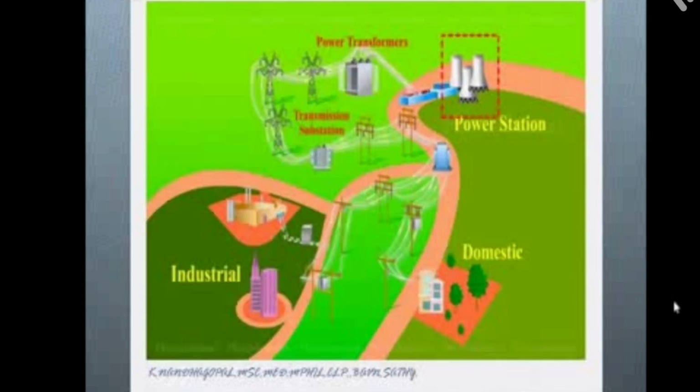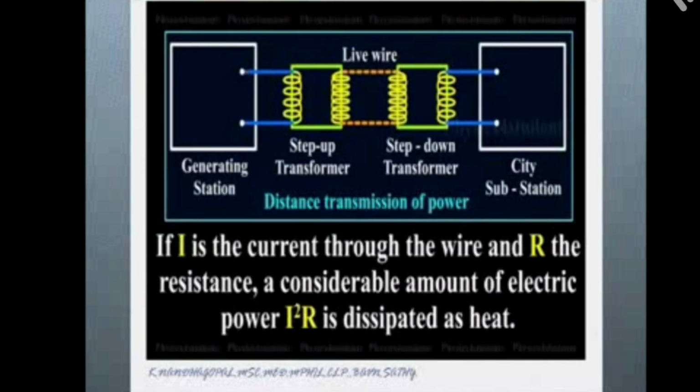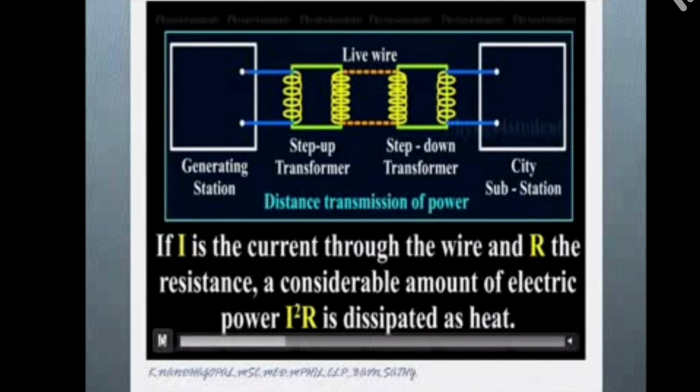So now you can see long distance power transmission. That is a power station. From the power station we generate the electric power, and by using the transformer we can give it to domestic and industrial purposes. These are the power transmission lines. They transmit the power through aluminium wire. If current passes through that wire, R is the resistance, and a considerable amount of electric power, I square RT, is dissipated as heat.